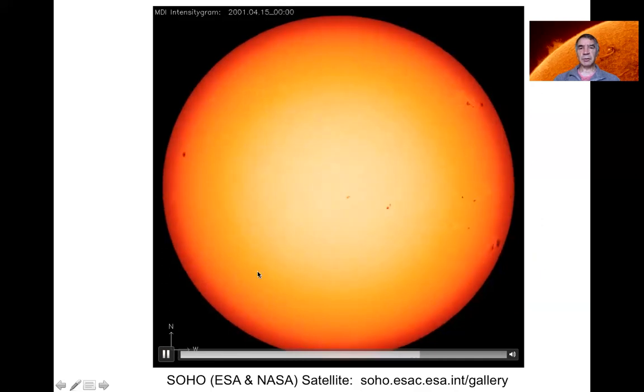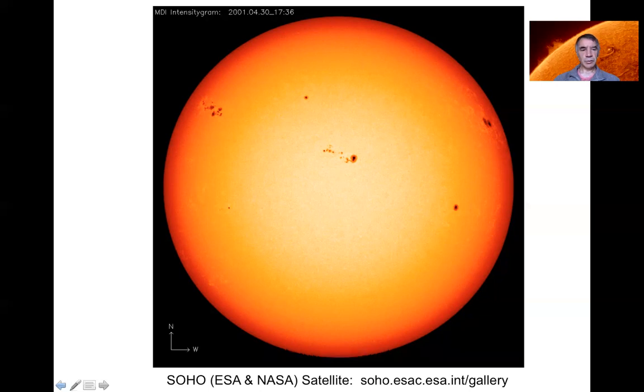Now, the sunspots don't last forever. They're ever changing, in fact. So even as they go across, you can kind of see them changing a little bit. If they're a big group, they will come back again. I'll just repeat that maybe.